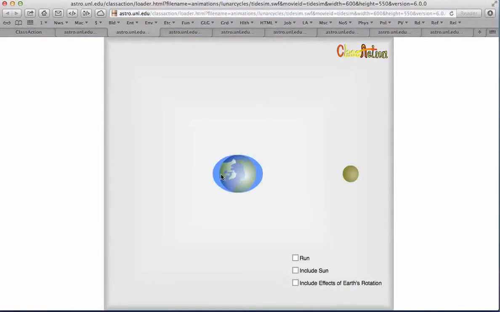Here's the United States. We're at midnight. Let's go through one day. There's sunrise, noon, sunset, and midnight again. Missed a little bit. Notice we went through a high tide, a low tide, a high tide, and a low tide, and a little bit less.